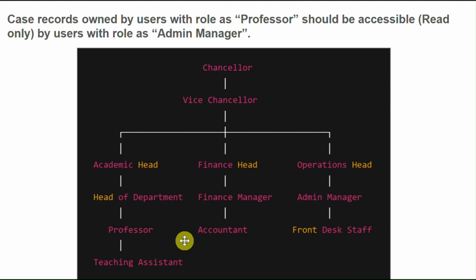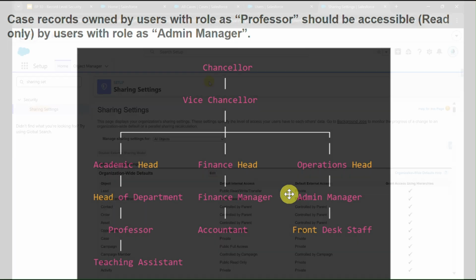But let's think, can we grant access using role? The answer is no, because these two users are in different branches. So we can't grant access using roles as well. Now the third option which is available is sharing rules.